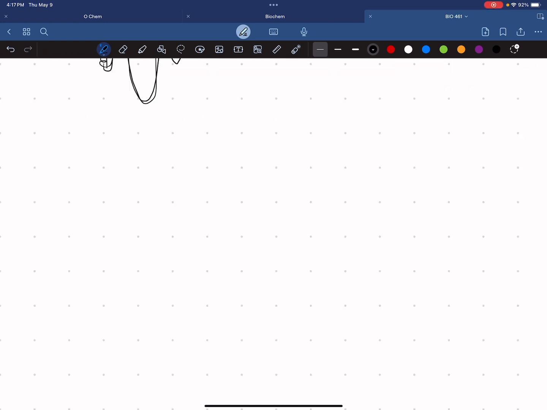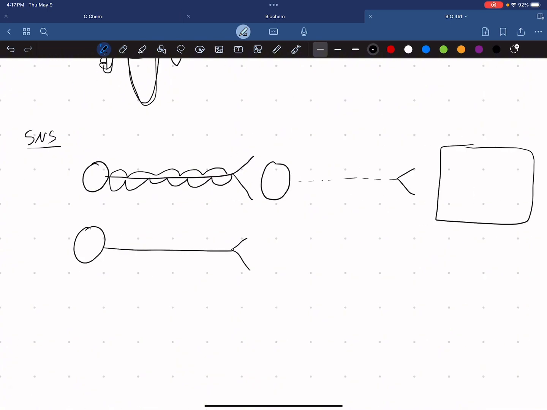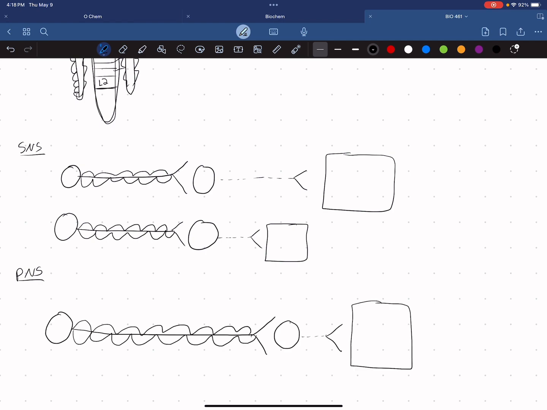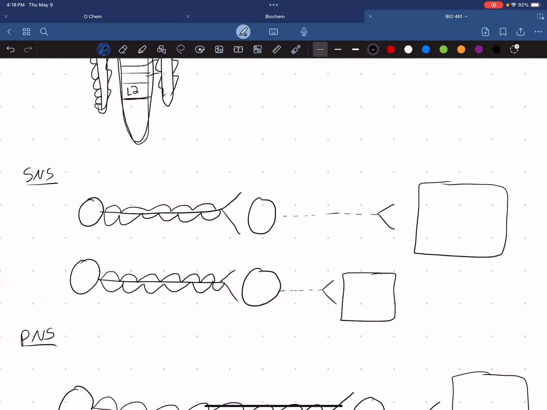Okay, so now I'm going to break down a little bit of the pathways of the neurons in the sympathetic nervous system and parasympathetic nervous system. So I'll start with the sympathetic by drawing out some pictures here. Okay, so here I'll start with the sympathetic nervous system. What I've drawn here are myelinated neurons.